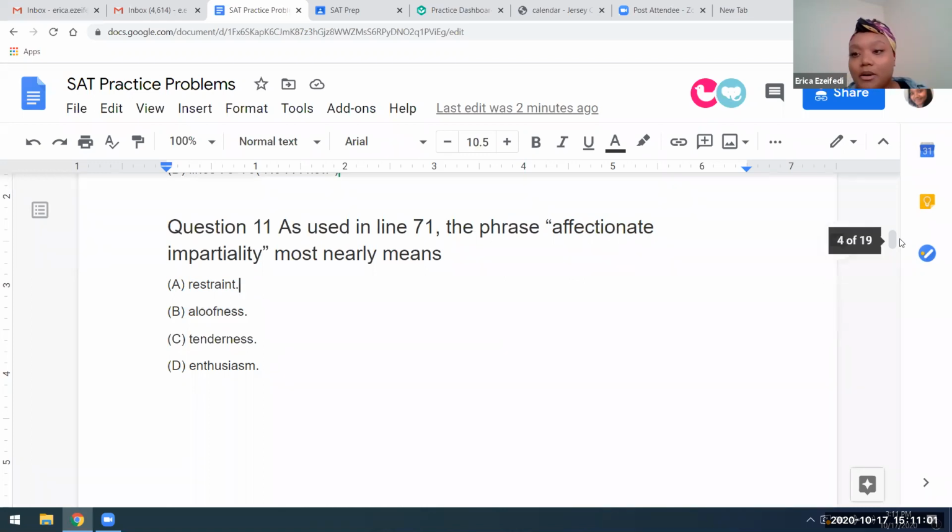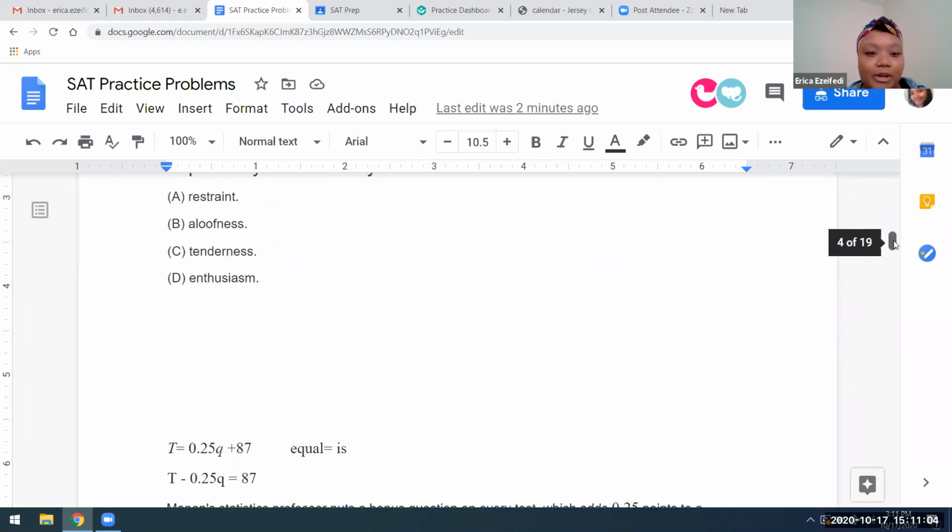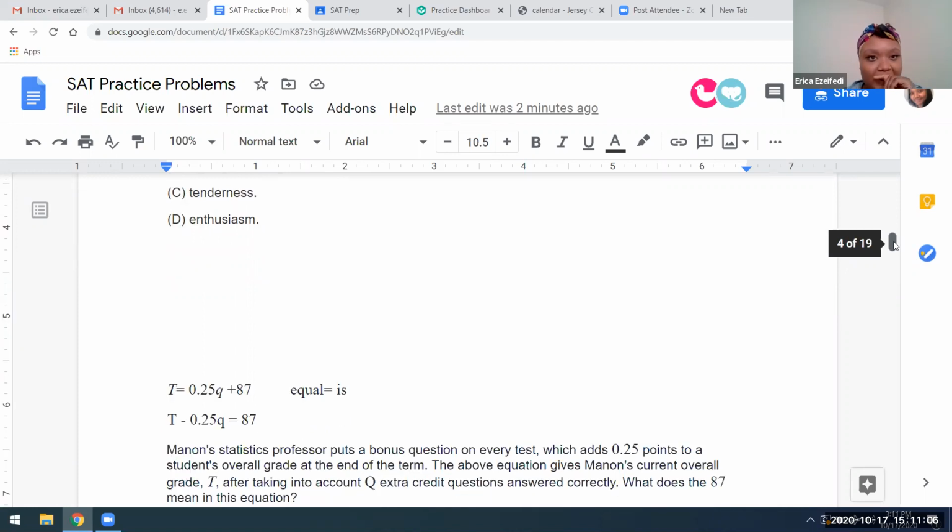Now, so that is the rest of the reading. We're going to go into language.